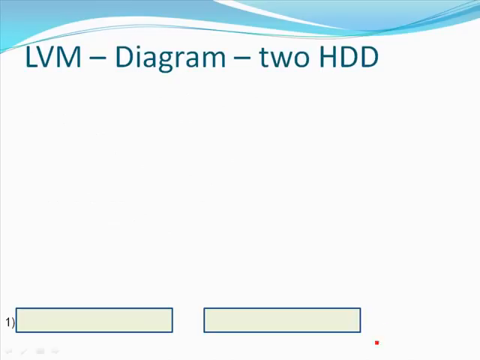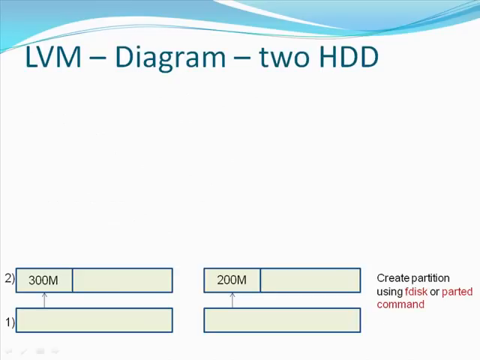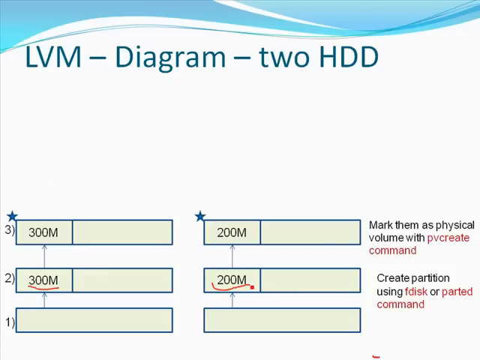We will take two hard disks. We will use the fdisk or parted command to create partitions on these two hard disks. We will create one partition on each hard disk. I have created one partition of 300 MB and another partition of 200 MB. The partition sizes can be the same or different. There is no issue.